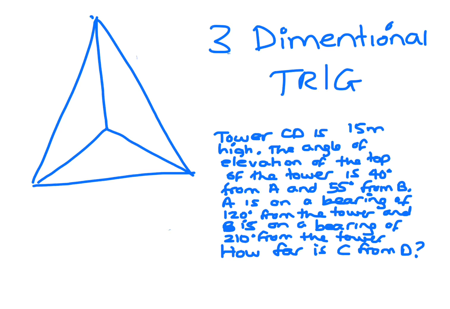So a tower CD, so this is our tower CD, and I'm going to put C at the bottom and D at the top. So that should be A and B. CD is 15 metres. Now the angle of elevation of the top of the tower is 40 degrees, and that's from A. So I'm going to make that 40.